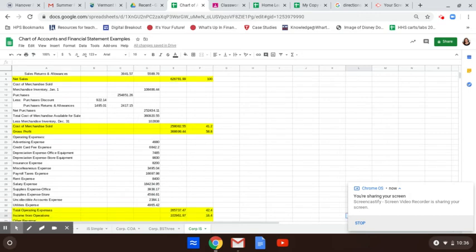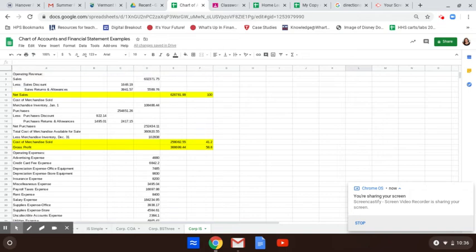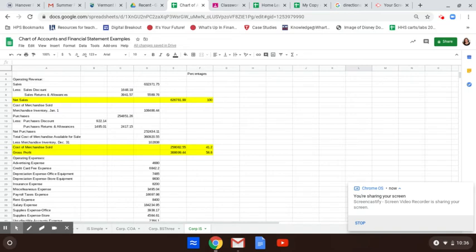What I want you to realize is that regardless of how simple or complex a company's income statement is, these highlighted yellow rows are just really signifying the formula. Every financial statement is a formula.